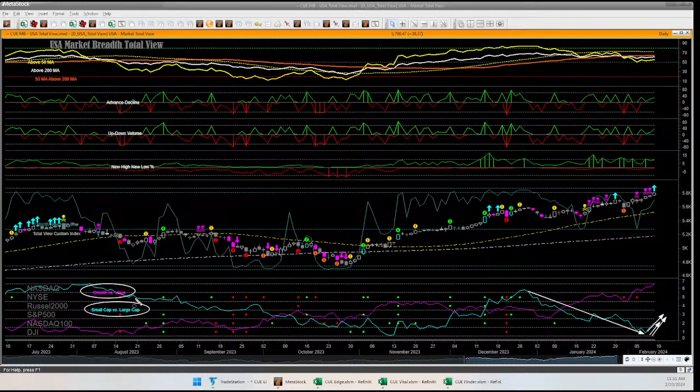What about growth versus value? Growth is outperforming for a while, and that is continuing. So now we are in a sweet spot for growth stock traders. Small cap growth is outperforming. That is a sweet spot. And many of these small cap growth stocks were beaten down.